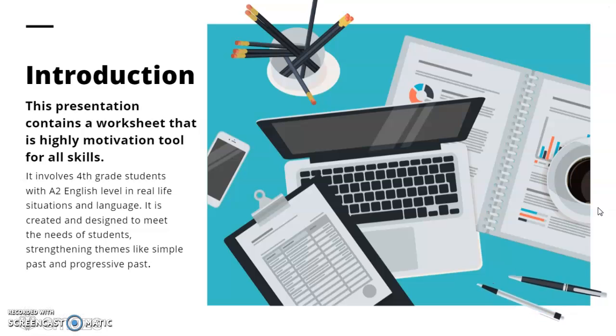This worksheet is highly motivating for all skills that involve 4th grade students in real-life situations and languages. It is created and designed to meet the needs of students with an English level A2, with categorical reinforcement for a level B1. It is designed to strengthen simple past and past progressive.